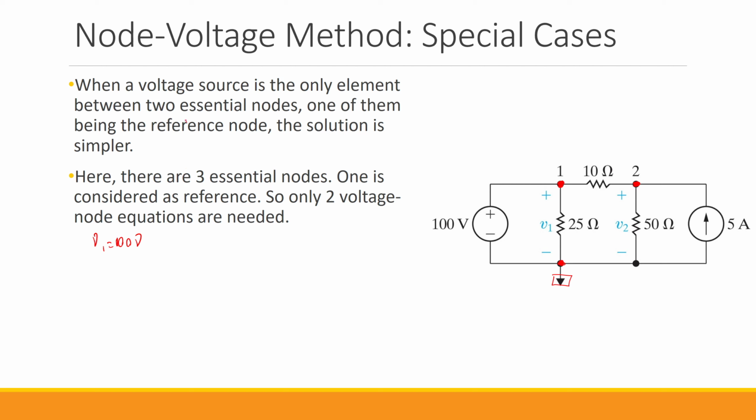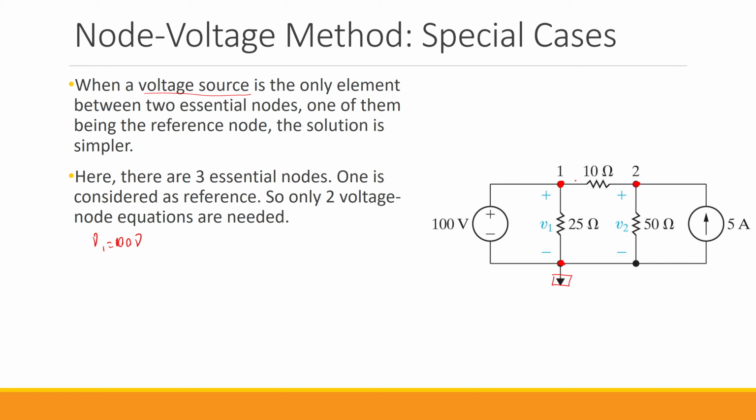So when a voltage source is the only element between two essential nodes, so we have this 100 volt voltage source, which is common between these two essential nodes, and then one of those essential nodes is the reference node, the solution can be simpler.